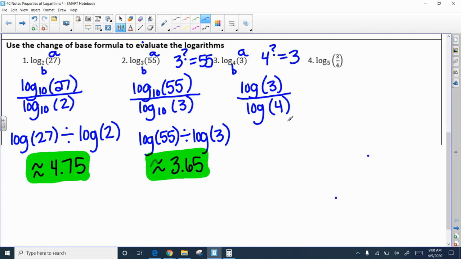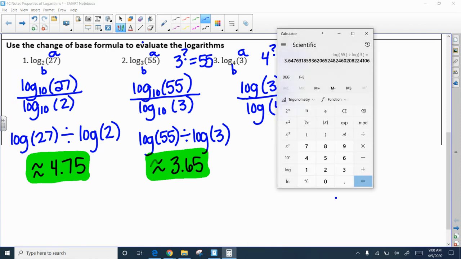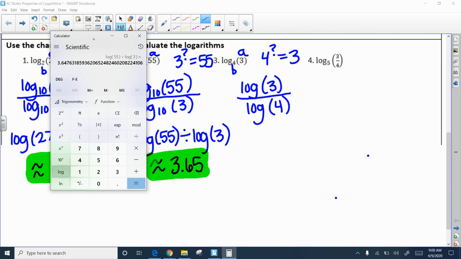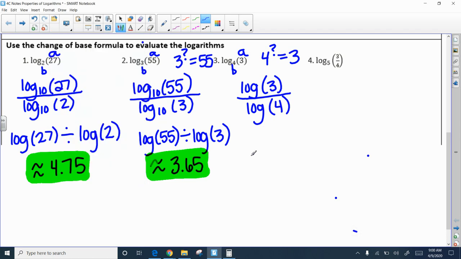All right, so let's approximate that on our calculator. Log of 3 divided by log of 4, and press enter or equal, and it's approximately 0.792. We'll say approximately 0.79. All right, and then one more. We have log base 5, this is the base, of 3/4. So that's the a. Log base b of a is the form it's in.